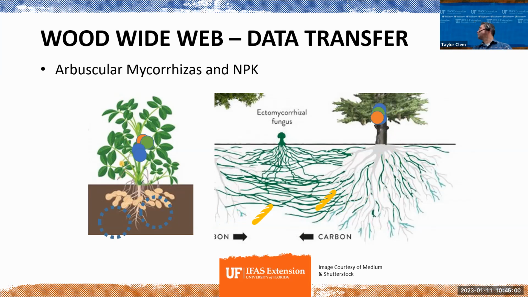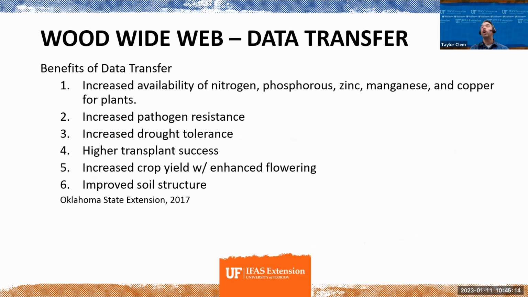But anyways, going back to this, you can have the nutrients and water all shifting around and moving around, as well as the sugars and carbohydrates to help all the plants grow. So it's kind of semi-mutualistic, sometimes not so much. We do have some data that shows what the benefits are of this movement of items around this mycorrhizal network.